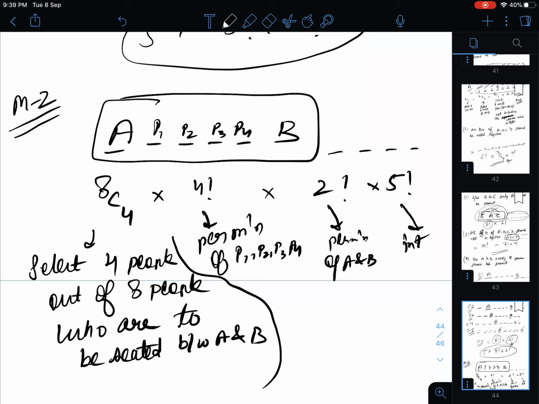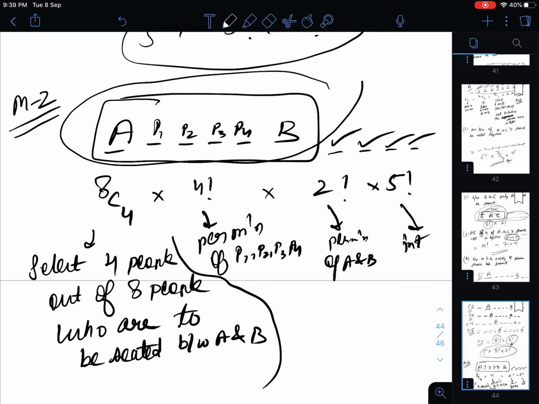Into 5 factorial. This is the inter permutation. That is, we have one object is this, one is this, this, and this whole box. So we have 5 objects. So inter permutation is this 5 factorial. Okay, so this is the answer.